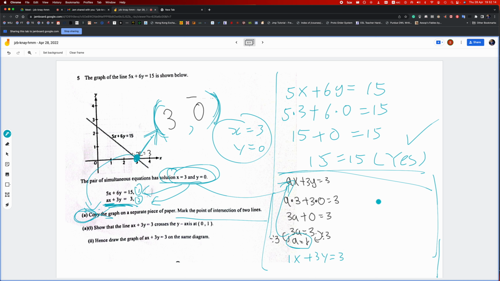Am I right? Yeah. So how do you sketch this? Before you sketch, what you need to do? You need to change it to the y equals to mx plus c format, right? Can you change it? Can you put it here? Go ahead. Show me how you change.